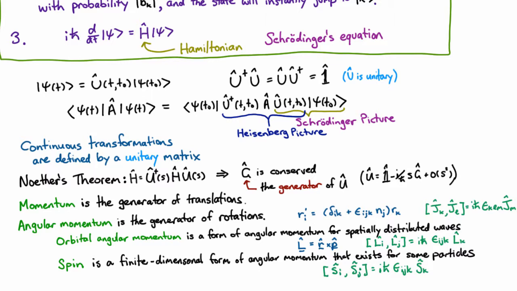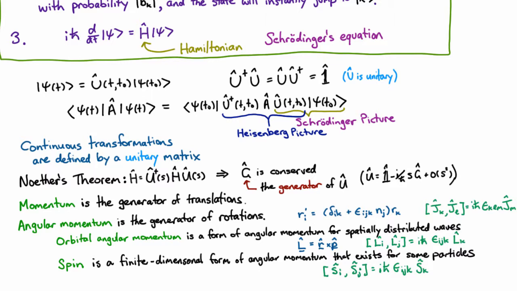We saw that there are more than one kind of angular momentum. Orbital angular momentum is a form of angular momentum for spatially distributed waves. It's the old form, so L is r cross p, except now everything is operators, and that has the same commutation relations that any angular momentum must have. And we also learned that there's another kind of angular momentum that certain particles have, which is a finite dimensional form called spin. It's a kind of intrinsic angular momentum, and the spin operators in the x, y, and z direction also have to obey these commutation relations.